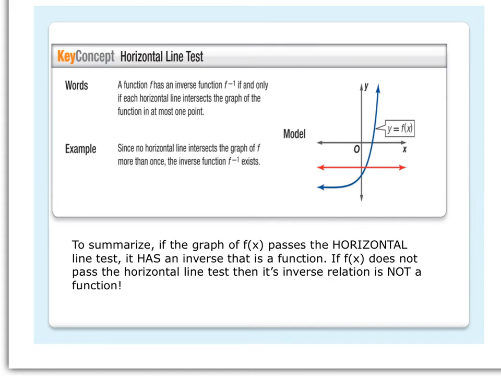The main point of this lesson is to discuss the horizontal line test. The horizontal line test is used to determine whether a function f has an inverse that is also a function.